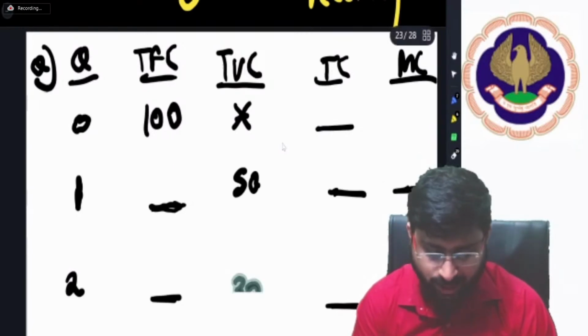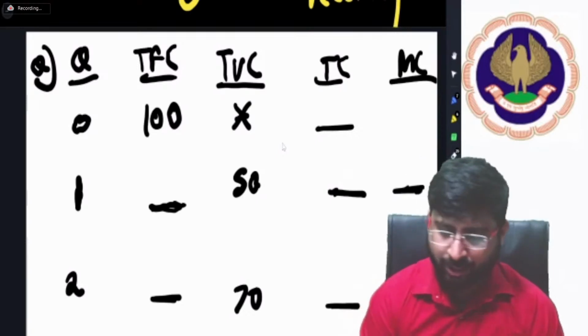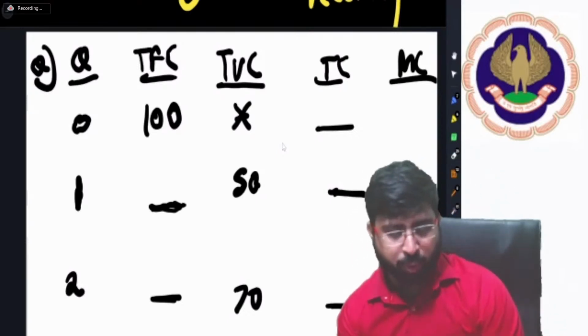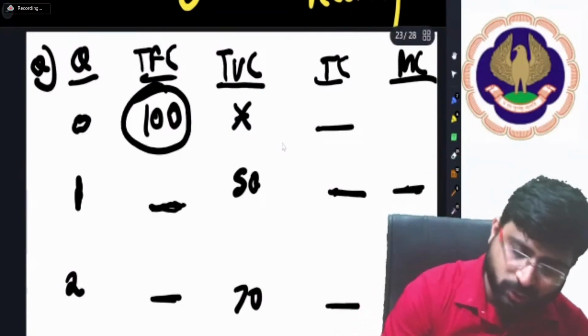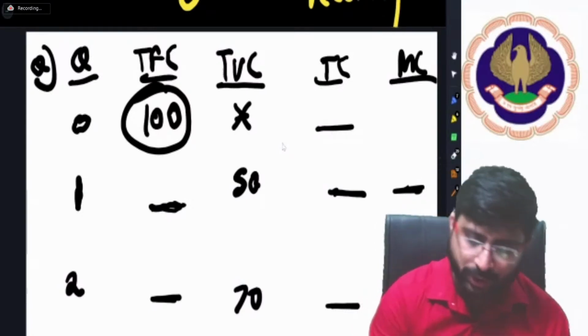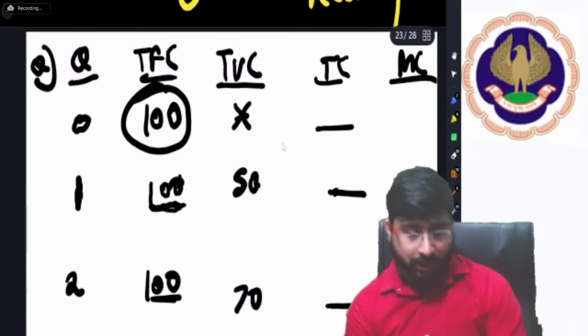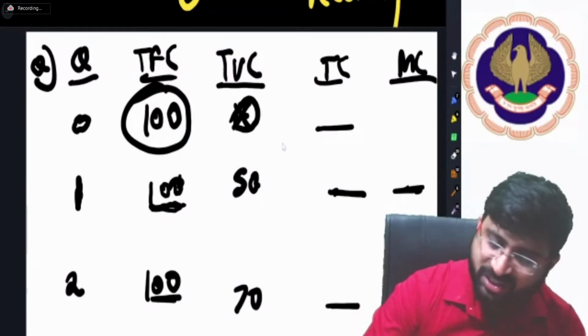Come on, everybody, tell me the answer. Wherever I have put a dash, you will have to fill that blank up. Now see, total fixed cost is constant always. So it has to be 100 here also. Now at 0 units, TVC is 0, so TC equals 100.